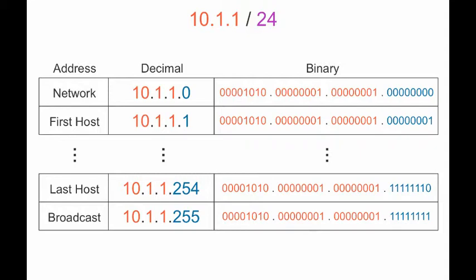The all ones address is the broadcast one. It represents all the hosts in the subnetwork. So if you ping 10.1.1.255, all the hosts in the subnetwork will reply.